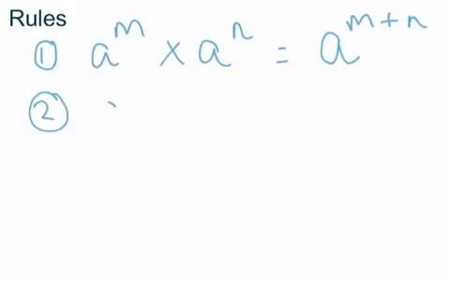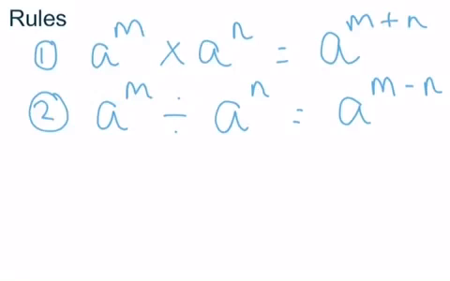So second rule, if we have a to the power of m, and we're dividing now, so not multiplying, but dividing a to the power of n, then instead of adding the powers, all you do is you subtract the powers. So you have a to the power of m minus n. So that's the second rule.